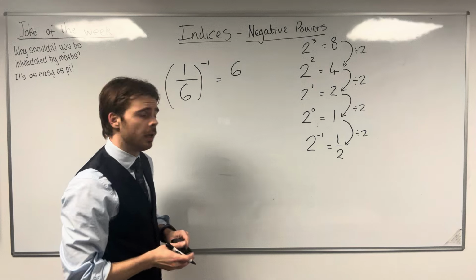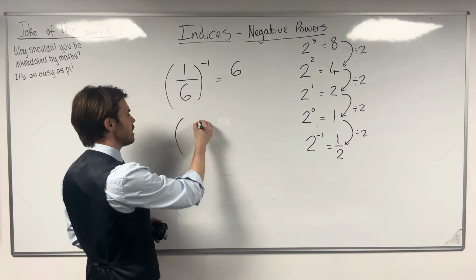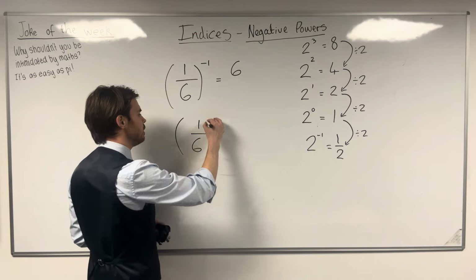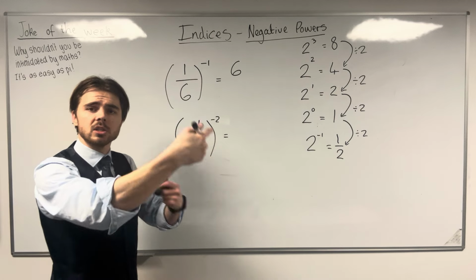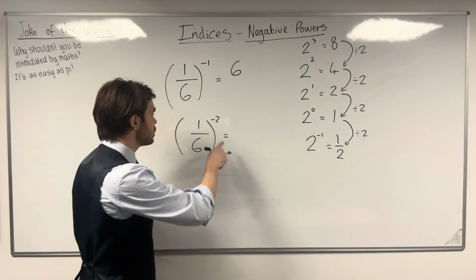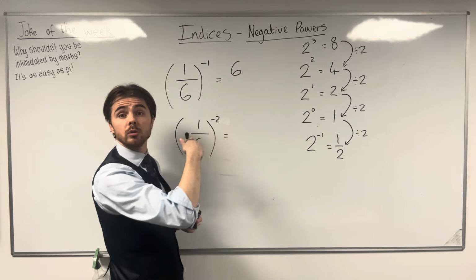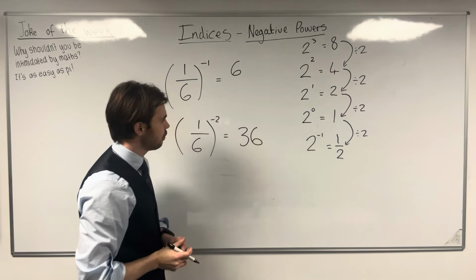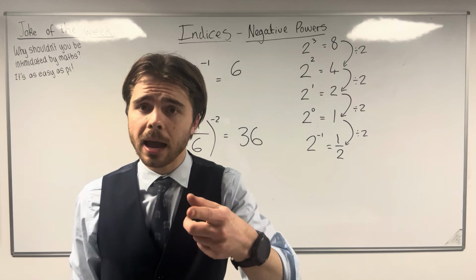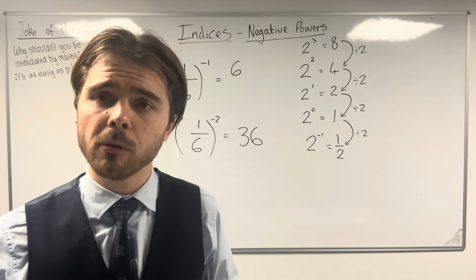Okay? Likewise, if I had, let's keep it the same, 1/6 to the power of negative 2. We know there's going to be the reciprocal, but we're also squaring it. So this one would just become 36. Okay, find some negative powers and go give it a practice.